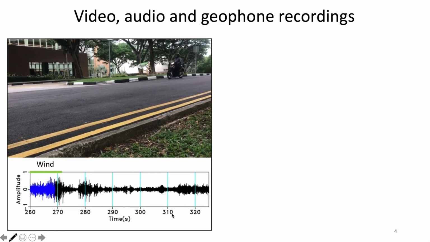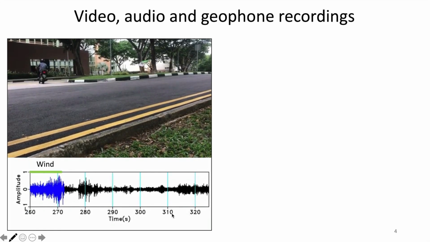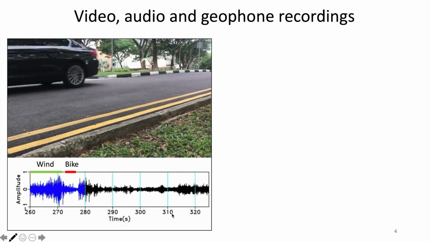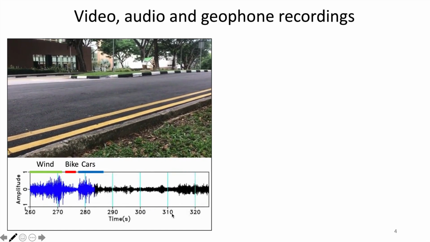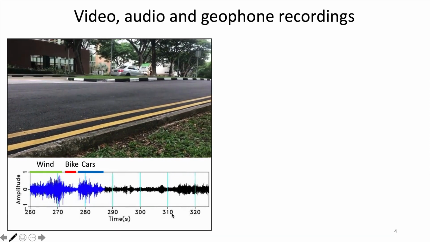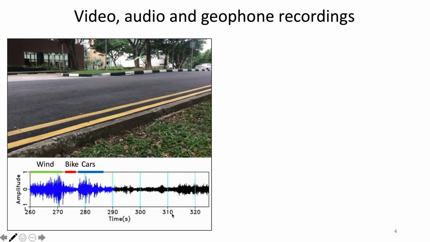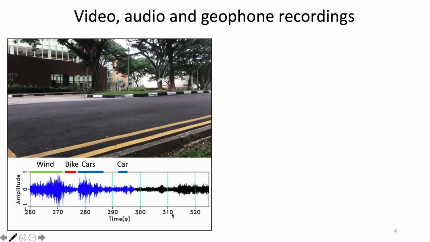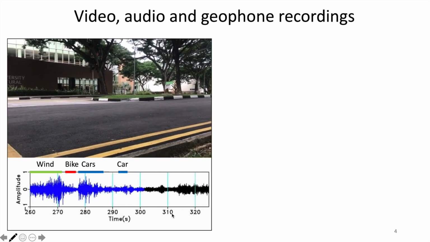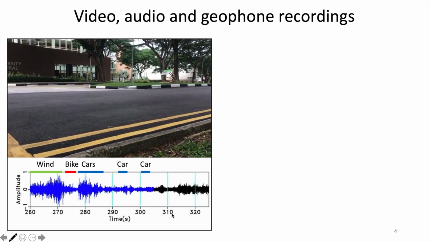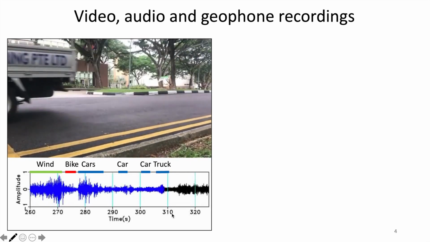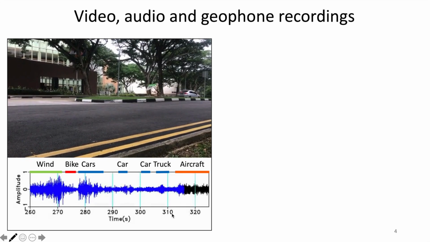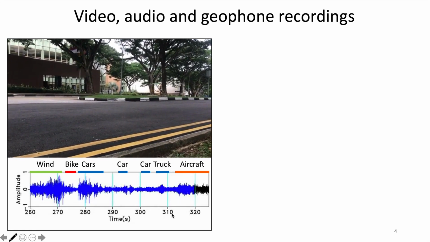So these large amplitudes come from the wind. There are signals from a bike and signals from a car. We have signals from a car going in the opposite direction. Signals from another car. Signals from a car and from a truck. Finally, we heard the aircraft flying over.